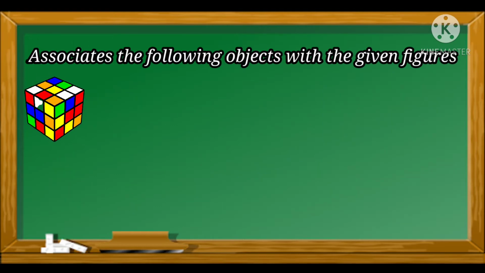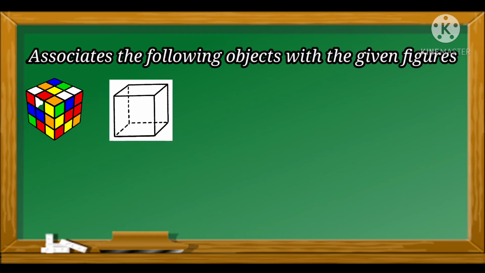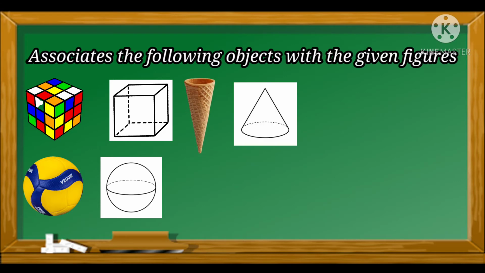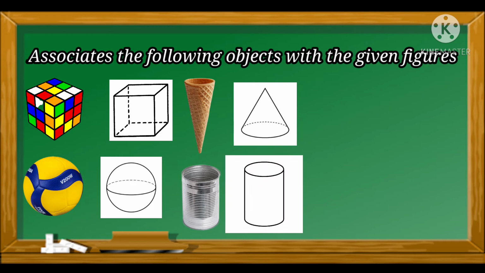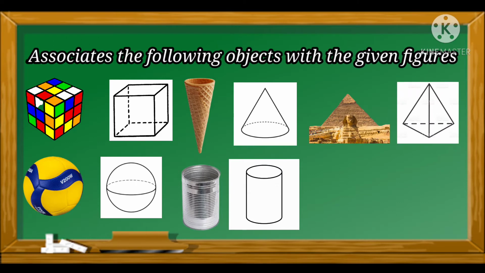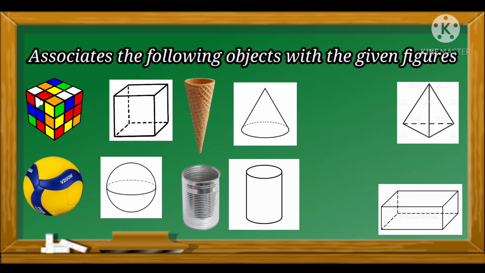A Rubik's Cube corresponds to this figure. A ball corresponds to this figure. An ice cream cone corresponds to this figure. A tin can corresponds to this figure. The Great Pyramid of Giza corresponds to this figure. And a shoebox corresponds to this figure.